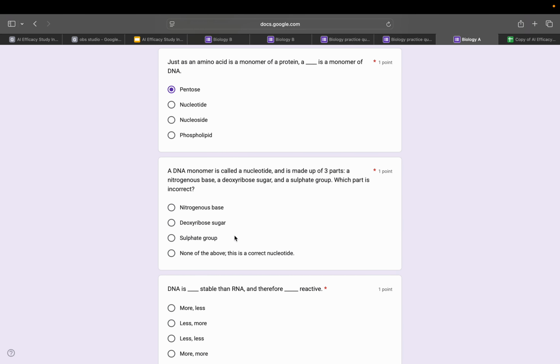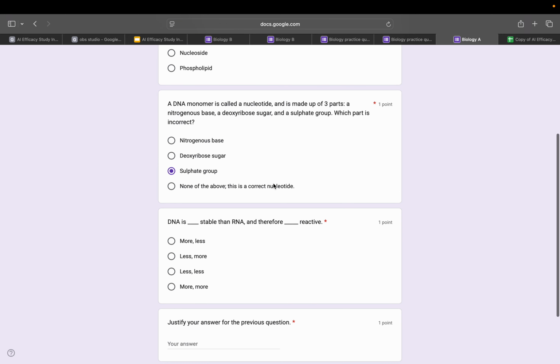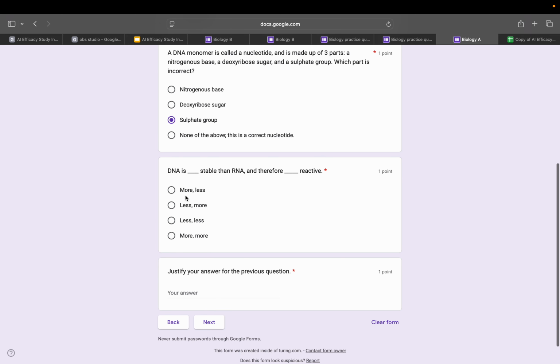A DNA monomer is called a nucleotide. Yeah, so I'm sorry, but I have to change my answer. A DNA monomer is called a nucleotide. It is made up of 3 parts. Nitrogenous base. Which part? The sulfate group is correct. A deoxyribose, of course, it has nitrogenous base, a deoxyribose sugar, and there's another part. I remember RNA has an extra OH group. It's a sulfate. No, it's not a sulfate group. Sorry. This is more stable. I'm sorry, I don't remember this third part.